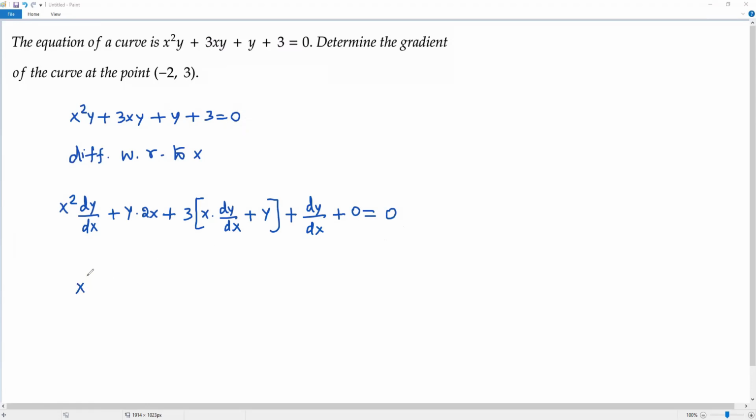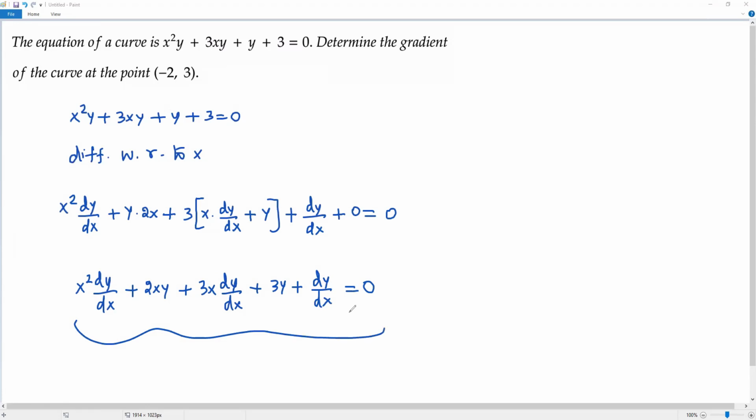Okay, now we have x² times dy/dx, positive. y times 2x can be written as 2xy. Now we can distribute this positive 3 to this one and this one. Then I'm getting positive 3x times dy/dx. Positive 3 times y is 3y, positive dy/dx, equals 0. Here this is x, and don't consider this as multiplication. The same thing here, 2 times x times y, not 2 times y. Some students may misunderstand this x as multiplication over here and here, but actually they are x. And my aim is to get dy/dx, which gives the gradient or slope of the given curve.